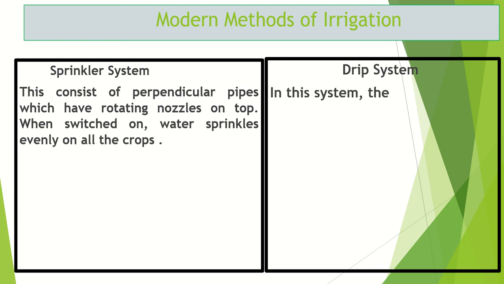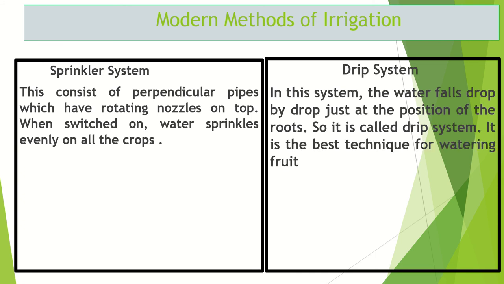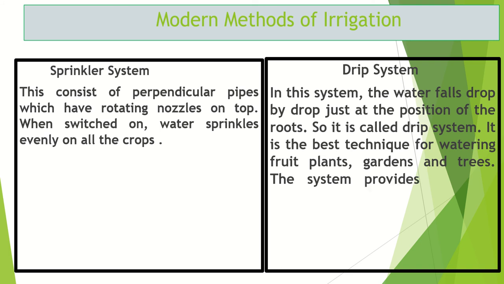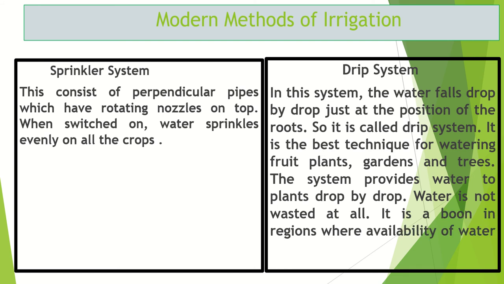In this system, the water falls drop by drop just at the position of the roots. So, it is called drip system. It is the best technique for watering fruit plants, gardens and trees. The system provides water to plants drop by drop. Water is not wasted at all. It is a boon in regions where availability of water is poor.